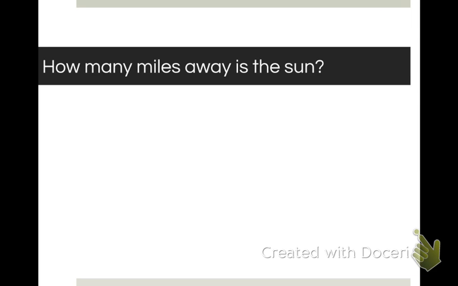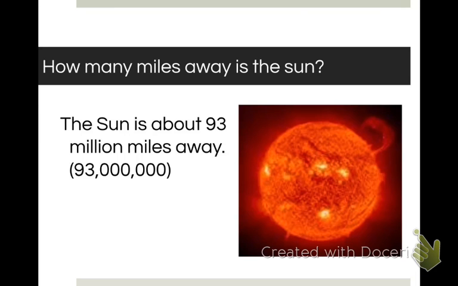And our answer is the sun is about 93 million miles away. And if you don't know how many zeros and commas are in millions, it's 93,000,000. So the sun is about 93 million miles away. Go ahead and give candy to whichever group is closest, and then we will have our last trivia question. So pause the video.